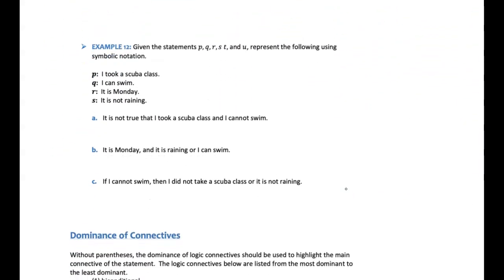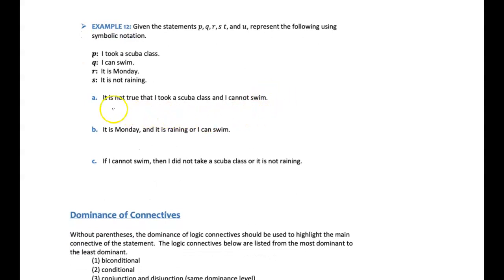Let's go the other direction. If we're given the words, let's write the symbolic notation. Example 12. We see that phrase, part A, it is not true that. That's our negation symbol, and we're going to use parentheses to write everything after it is not true that in our parentheses. I took a scuba class would be P, and I cannot swim would be negation Q. So it is not true that would be our negation outside of our grouping symbols, and then inside the grouping symbols would be P and negation Q.